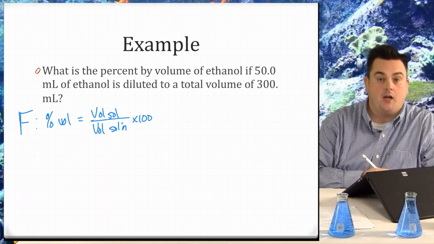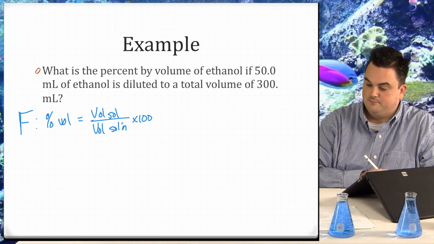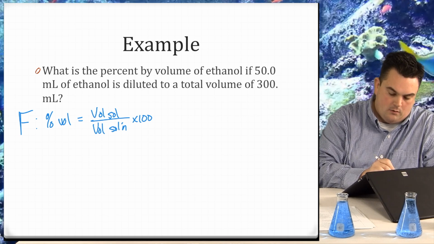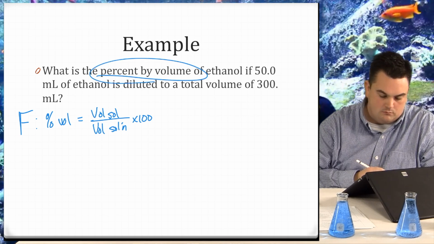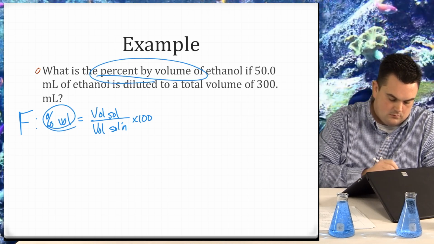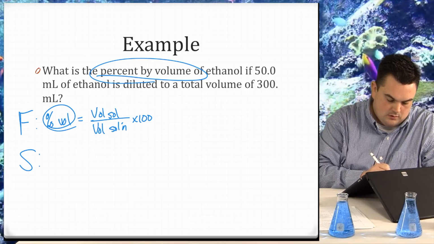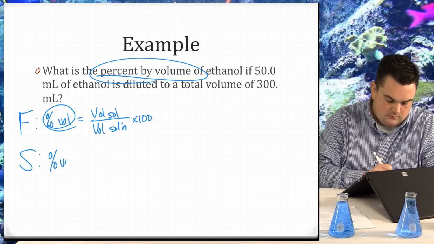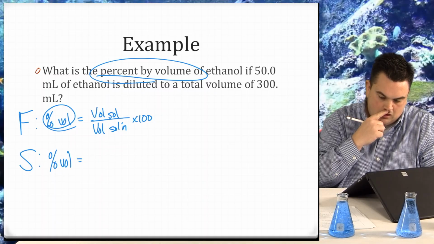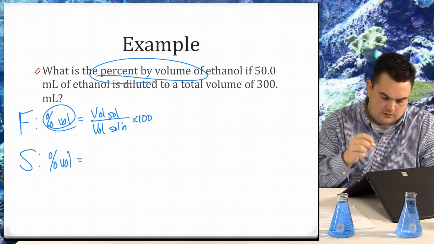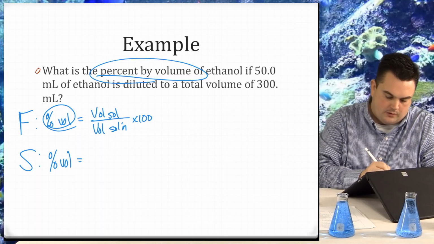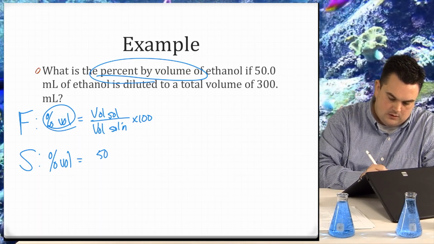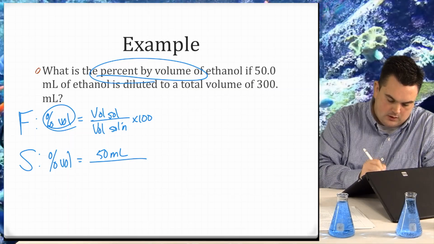Thank you, times 100. So what are we trying to find in this question? We're trying to find the percent by volume. We can circle that everywhere, good. Let's substitute in our numbers. Percent volume equals the volume of the solute, which looks like it's the ethanol, right? Correct, the smaller one. Okay, so 50 milliliters, good.